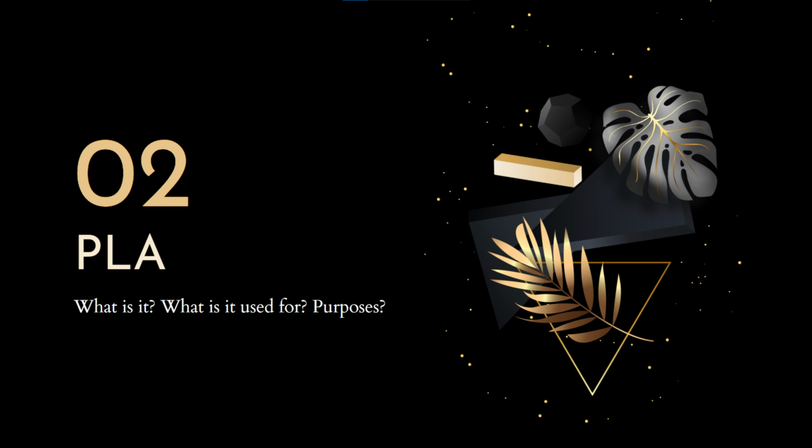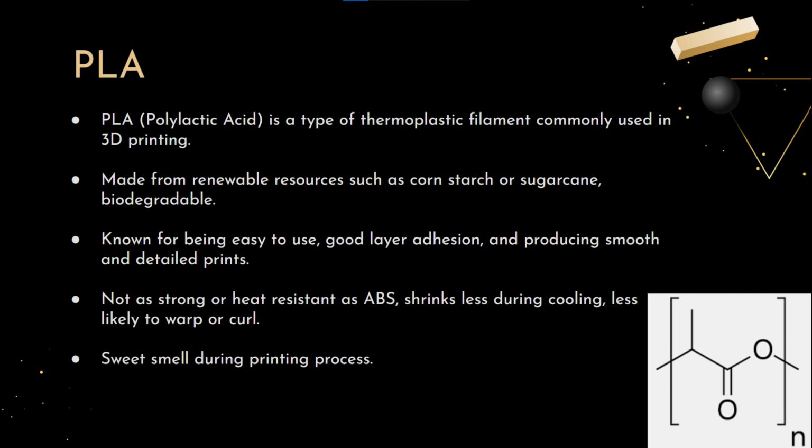Now we will talk about PLA filament. So PLA, also known as polylactic acid, is a type of thermoplastic filament commonly used in 3D printing. It's made from renewable resources such as cornstarch and sugarcane, which makes it biodegradable. It's known for being easy to use, has good layer adhesion, and produces smooth and detailed prints. It's not as strong or heat resistant as ABS or other filaments such as PETG. It shrinks less during cooling and is not as likely to warp or curl. And it has a sweet smell during its printing process.